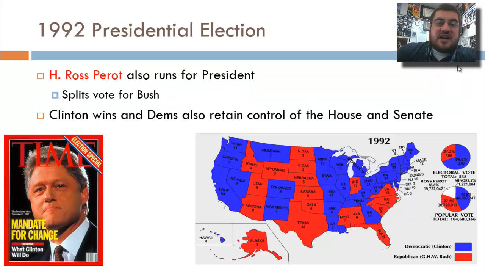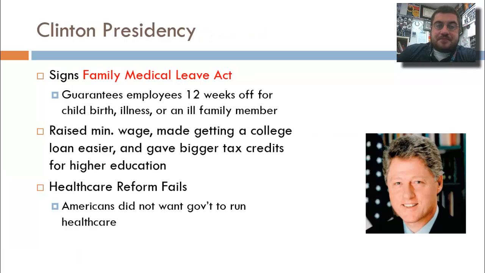Ross Perot is another reason he loses, because he takes away votes from Bush. You can see the popular vote pie chart on the right. He takes away a lot of votes from Bush, and he's one of the biggest third-party candidates we've ever had. He almost gets 20% of the popular vote. Clinton wins, and Democrats also retain control of the House and the Senate. So we have a unified government, and it'll be very easy to get things passed.